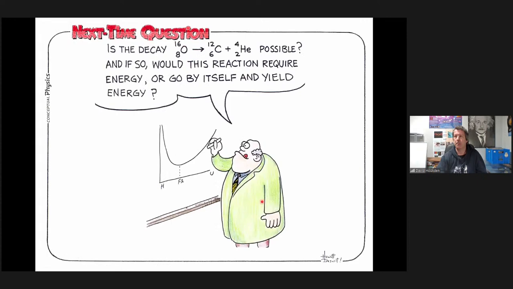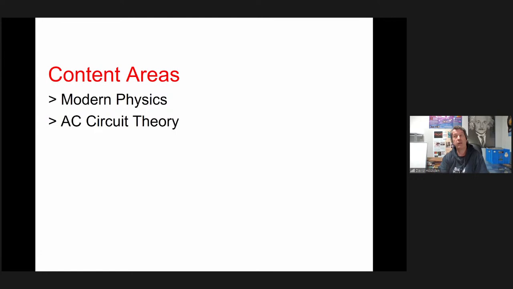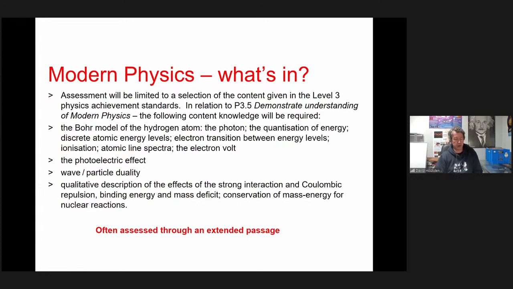Okay. So other areas of interest. I want to talk about a couple of things that come up. One less often than the other, but one pretty much always. And one is modern physics, the other one is AC circuit theory. So a lot of people don't know this, and it's been quite clear from examiner's reports that there are some students out there that simply do not know or have not been taught that this stuff actually is covered in scholarship physics.